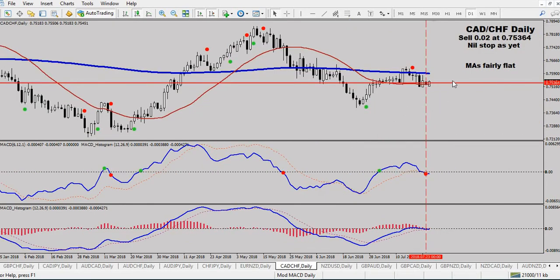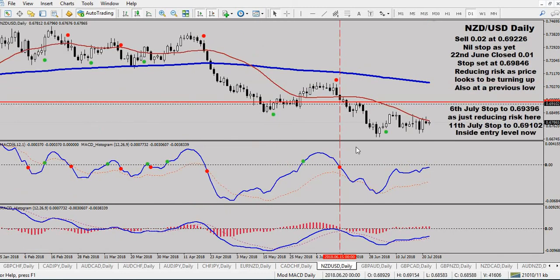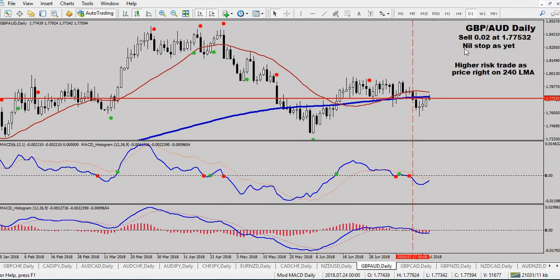CAD Swiss franc, the third sell trade I took this morning. A little bit late on entry, which is good, and again going nowhere. New Zealand USD took a sell back here, already closed out half. Price has gone back up, back down. This low here hasn't taken out the previous low, so there is some support at that level. And now it's just meandering. My stop's inside the point of entry, so I can't lose anything on this trade. Nothing to get excited about.